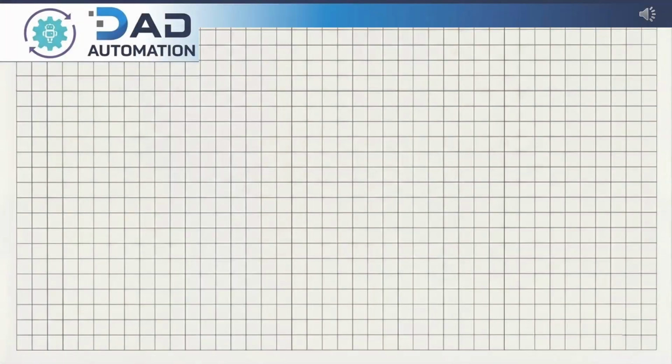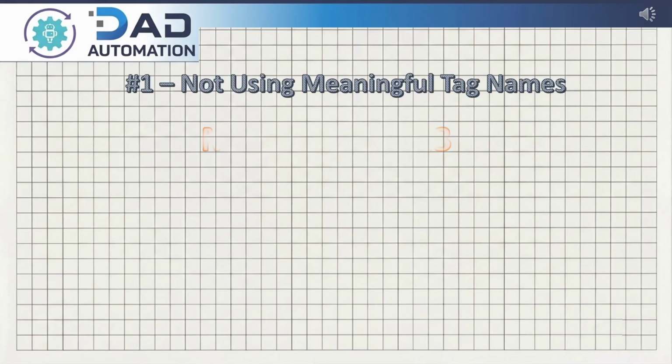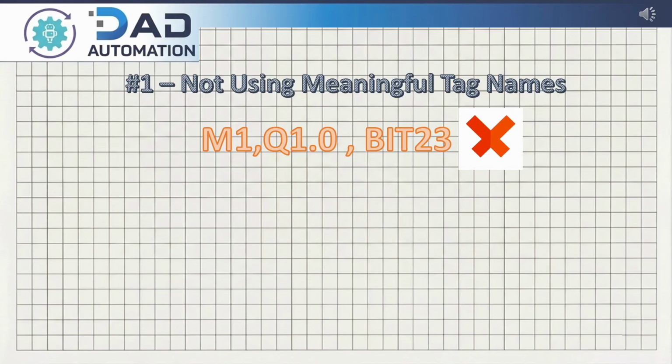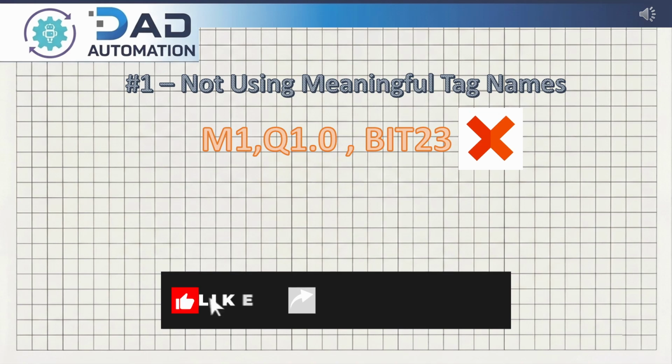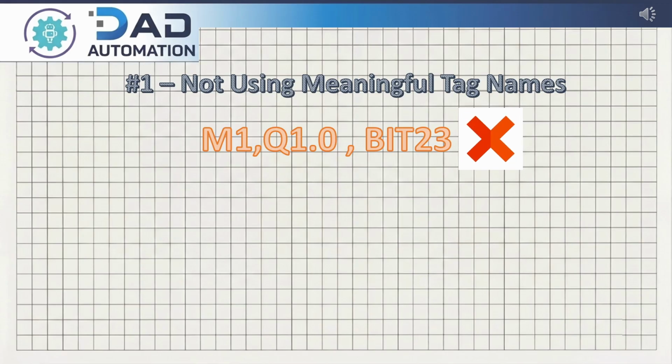One of the most common mistakes beginners make in PLC programming is using unclear tag names. For example, instead of naming a tag motor_start_PB, some programmers use names like M1, bit5, or test_tag. At first, this may seem faster, but later it becomes very difficult to understand the program. Imagine opening the same PLC program after 6 months. Would you remember what M1 or B23 does? Meaningful tag names make your program easier to read, troubleshoot, and maintain.